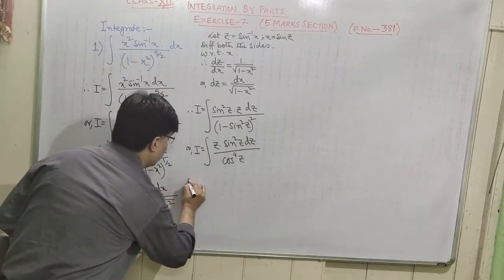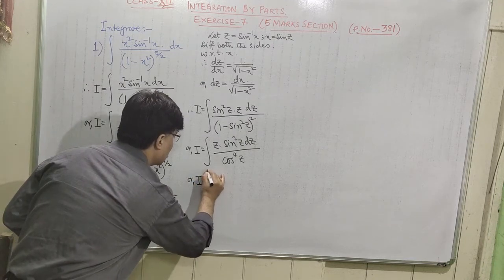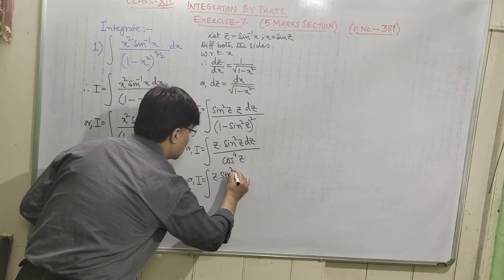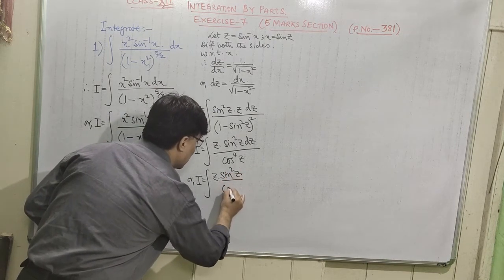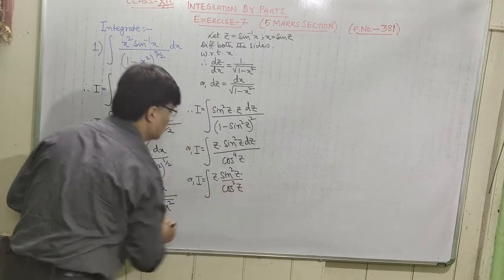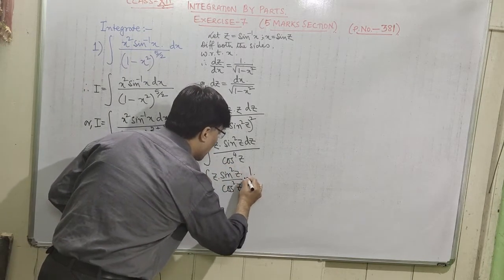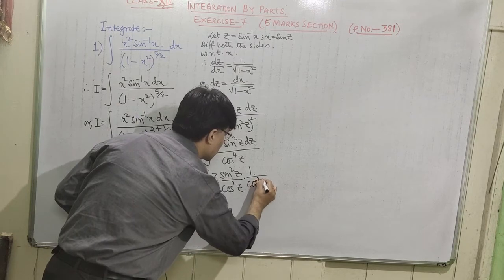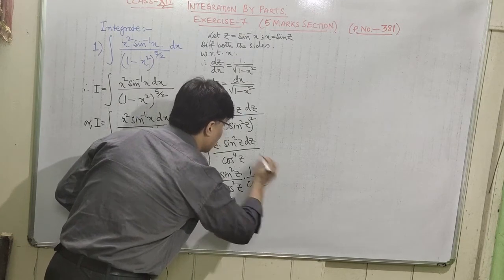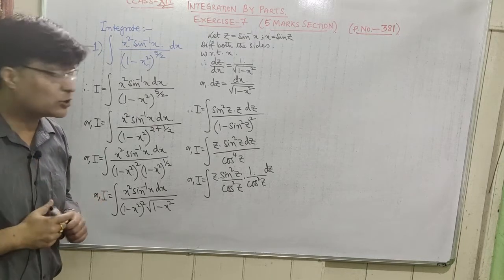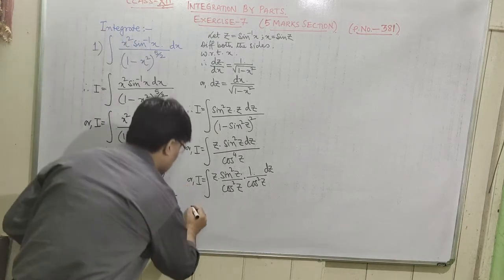So how can we simplify it further? I is equal to integration of z, this is your sine square z. Let us separate this term: sine square z by cos square z into 1 upon cos square z, then dz. We are just simplifying it, right?